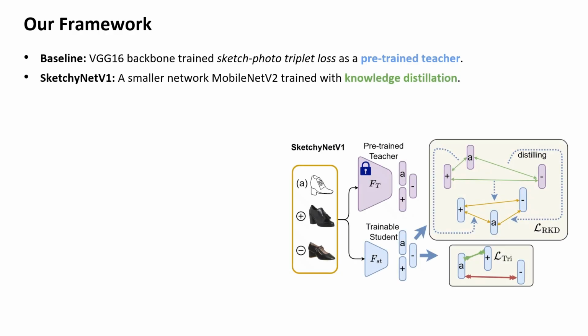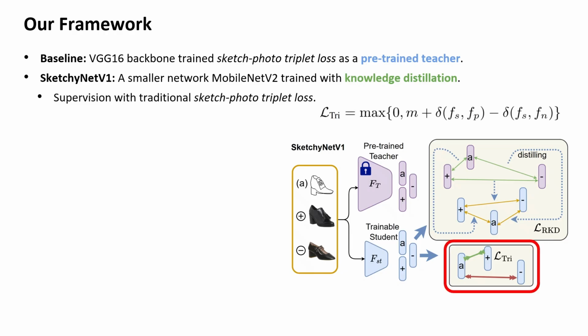The first stage of our two-stage pipeline, SketchNet V1, uses a small and efficient backbone, MobileNetV2, trained with a knowledge distillation strategy. It is trained with the supervision of the conventional sketch-photo triplet loss, trying to bring the sketch representation closer to the representation of the matching photo and distancing it from that of a non-matching one.